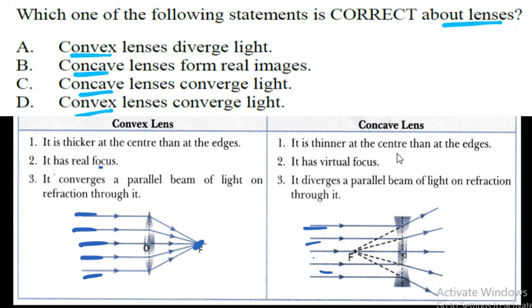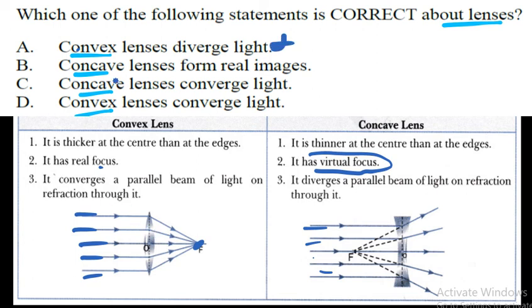But when you come to concave, as you see, the lights are scattered. So it is thinner at the center than at the edge, and it has a virtual focus and virtual image. Which one? The concave one. The concave lens has a virtual focus and virtual image, and it diverges a parallel beam on refraction. When a parallel beam of light comes, it will diverge. So A, convex lens diverges? No, convex is not diverging, it is converging.